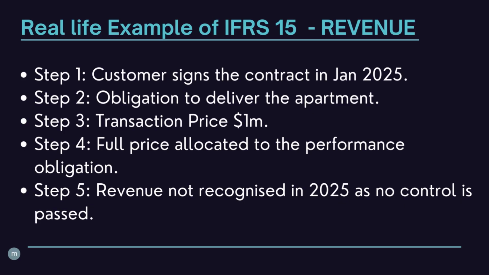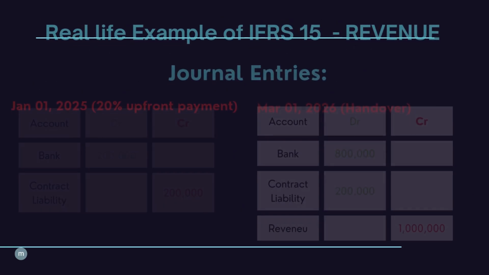It's still under construction. So the 20% upfront payment, that is $200,000, is recorded as a contract liability, advance from customer, not revenue. The remaining amount is paid when the keys are handed over in March 2026. That's when Emaar can recognize the full $1 million as revenue because the control has passed to the buyer. So now we look into the journal entry.